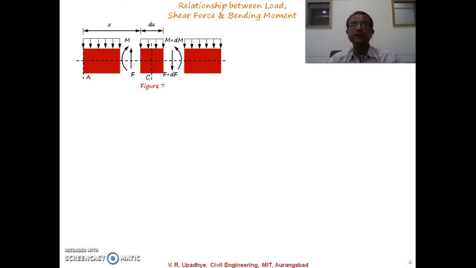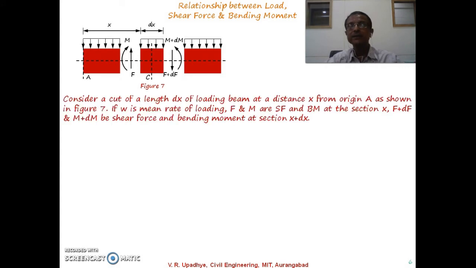So let us go through this diagram, and what this diagram is giving us is to consider a cut of length dx. So say for example there is a beam in which, from the origin or from one of the end supports, a section is considered at distance x, and again one more section is considered at distance dx from the earlier section. So what is said is, consider a cut of length dx of a loaded beam at a distance x from origin A. So as shown in this figure, if w is the mean rate of loading, it may be a uniformly distributed load or uniformly varying load, or there may be a few point loads in between.